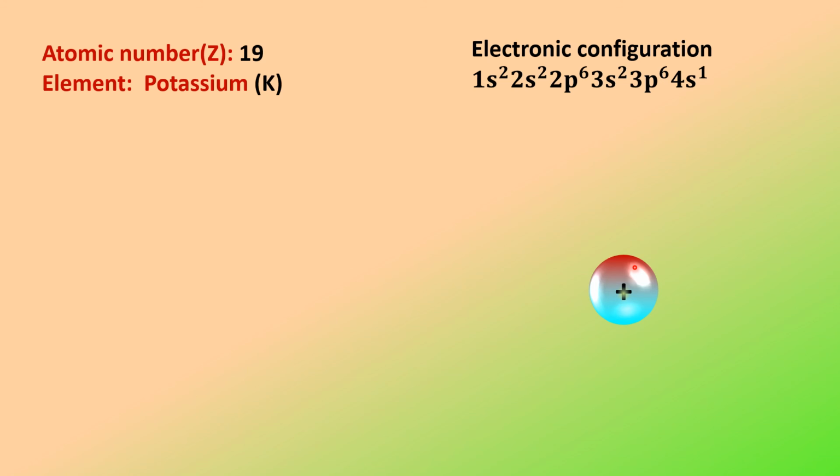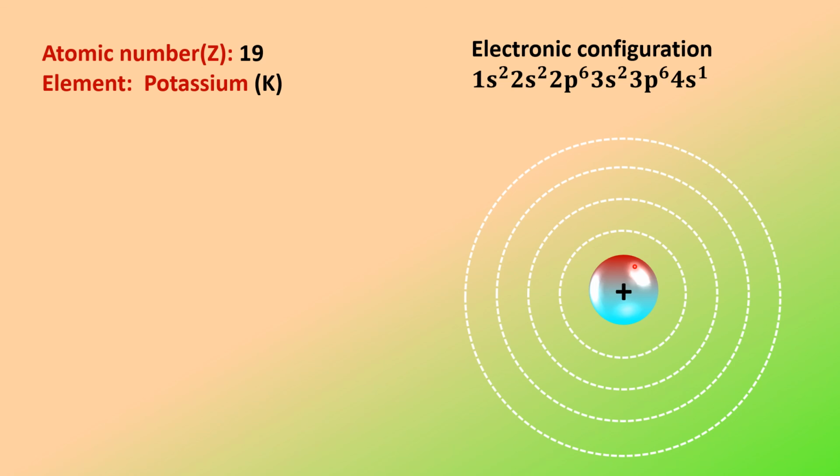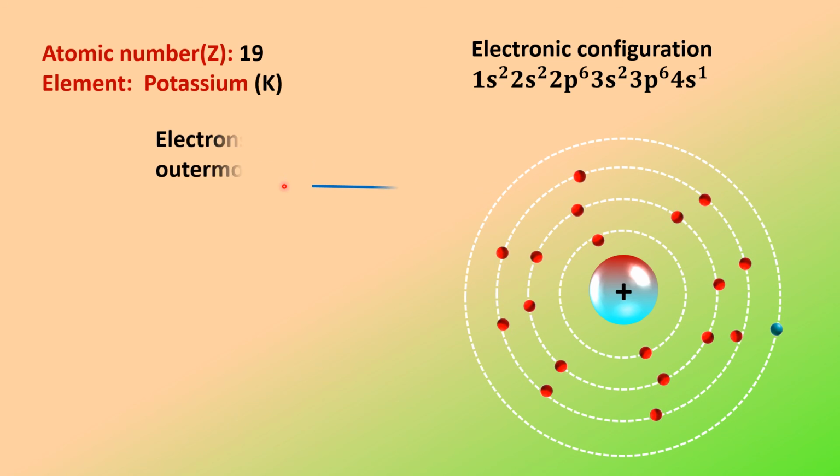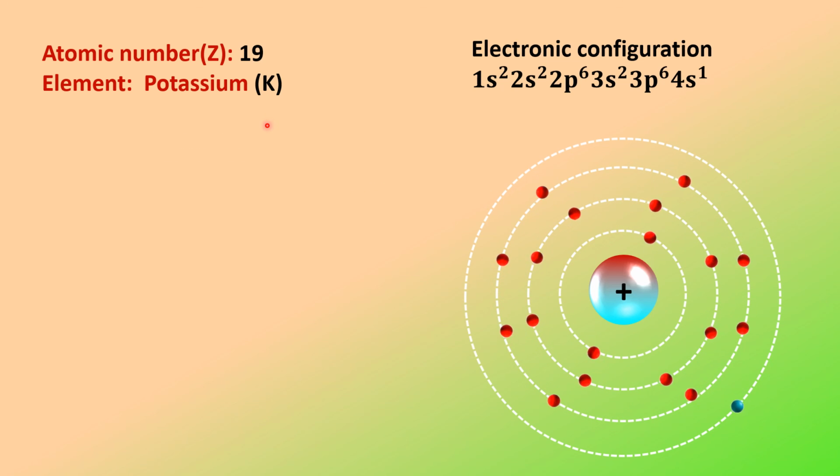This is the potassium nucleus. We'll see 4 shells, 1, 2, 3, 4. First shell, it is having 2 electrons. Second shell, 2 plus 6, 8. And in the third shell also we'll see 8 electrons. Fourth shell, it has 1 electron. So this is the valence electron. The electrons present in the outermost shell for potassium is only 1.